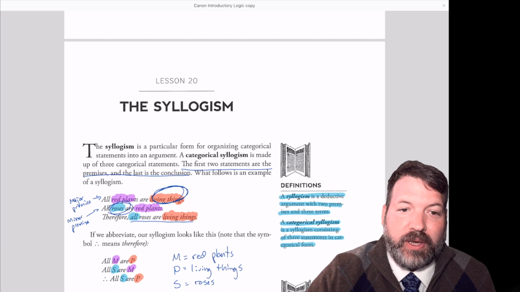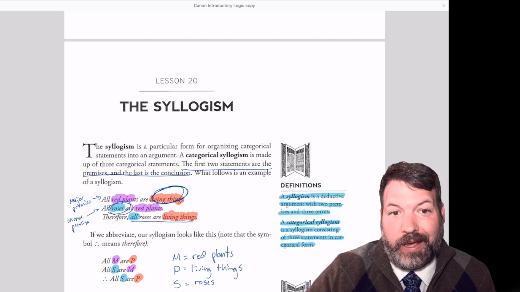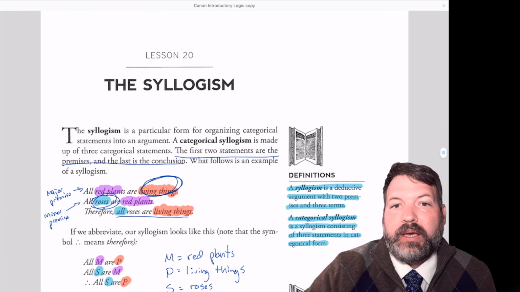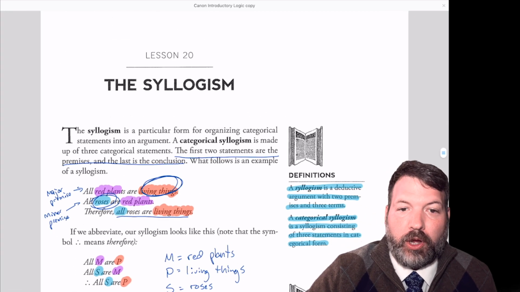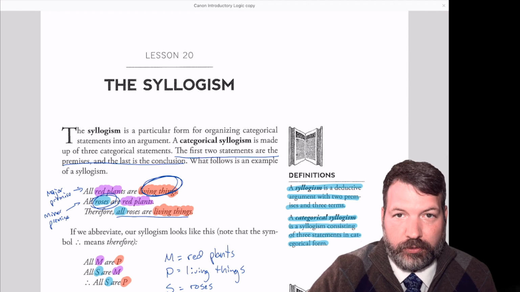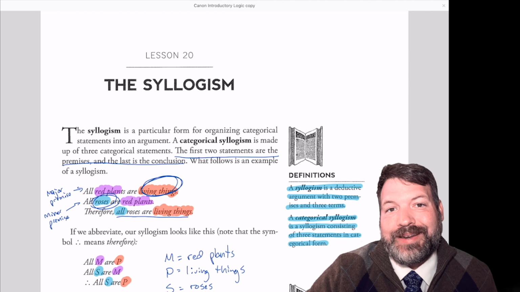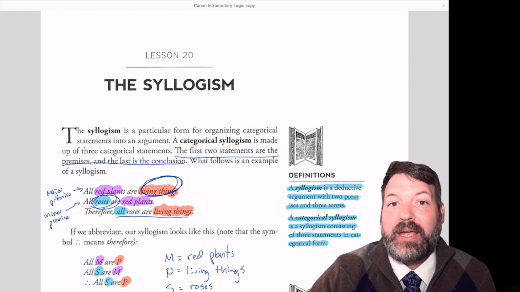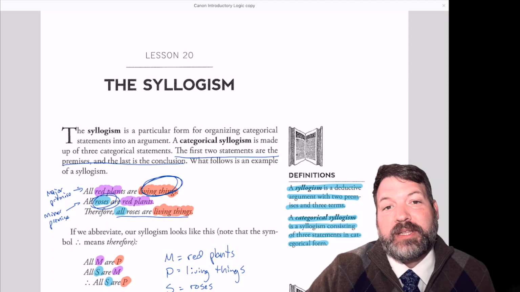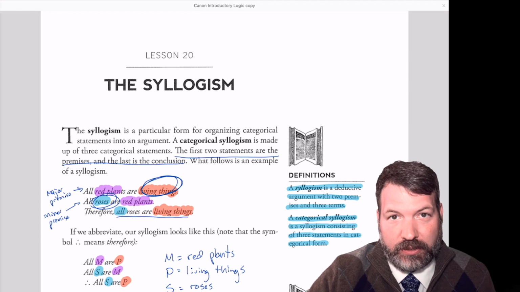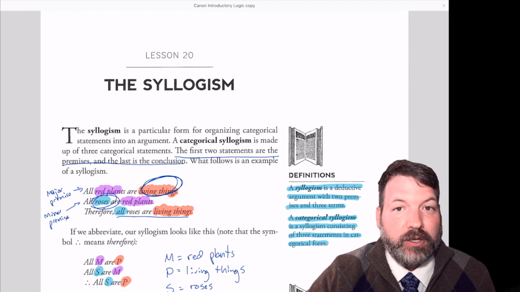A syllogism is a formal argument, and specifically a categorical syllogism is an even more formal argument in which we have two premises followed by the conclusion. We give those premises names based on the terms that they contain. The premise that contains the major term we call the major premise. The premise that contains the minor term we call the minor premise. And then finally, of course, you have your conclusion.